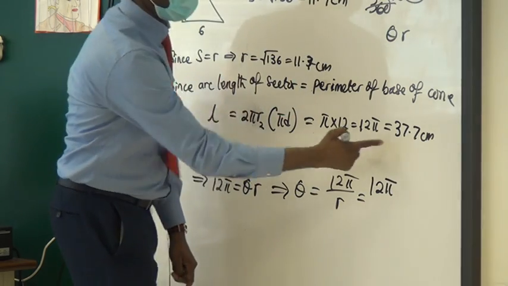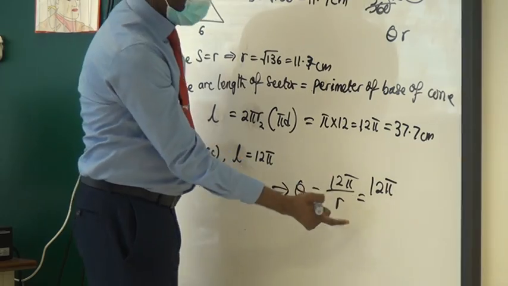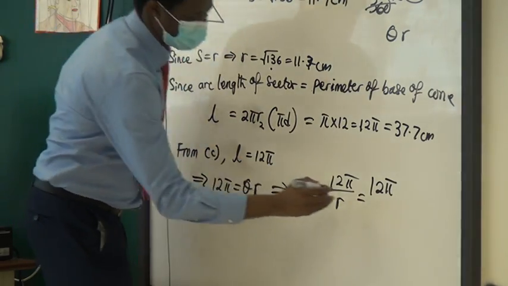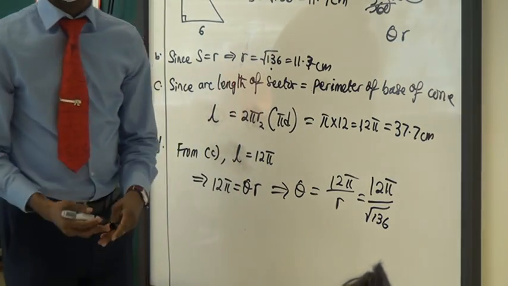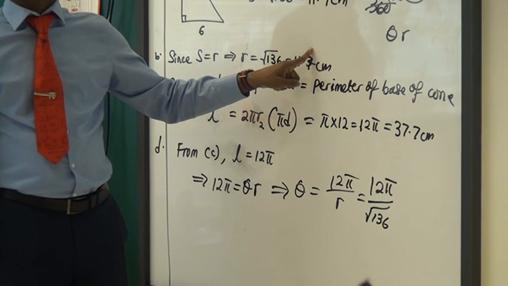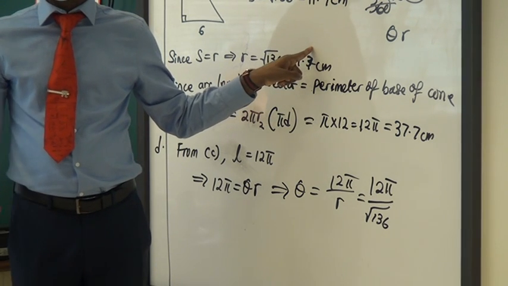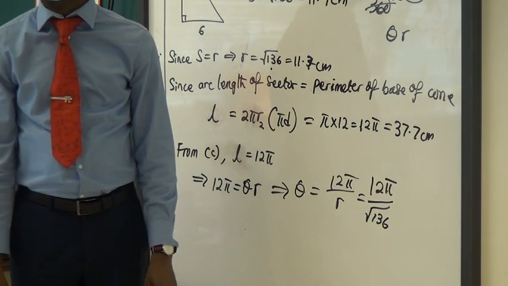12 pi, you see, I didn't write this. I wrote the exact form. Similarly for r, you need to use the exact form. Because if you do that, this is an approximated value, this is an approximated value. You cannot get a better answer if you use two approximated values to get it.